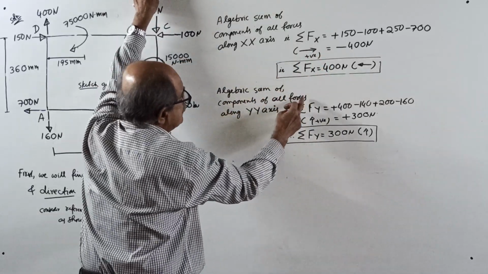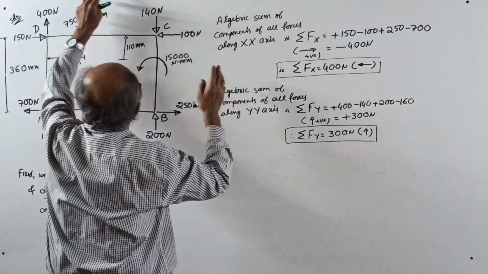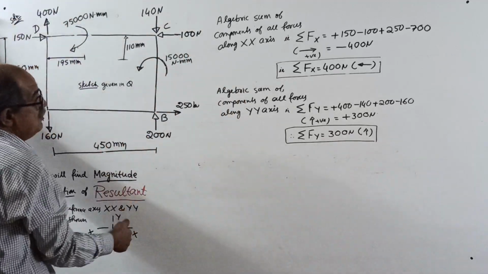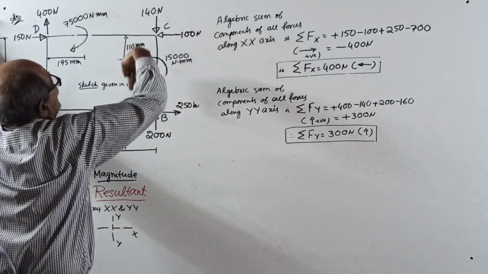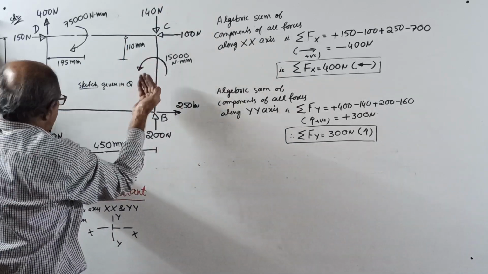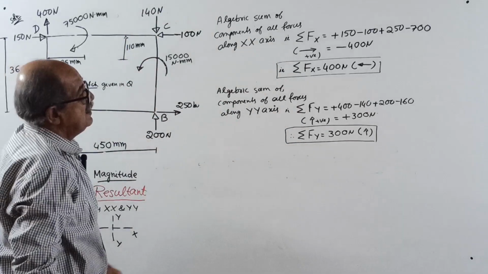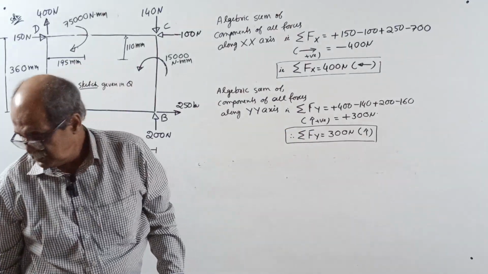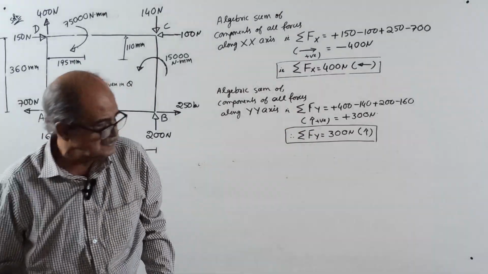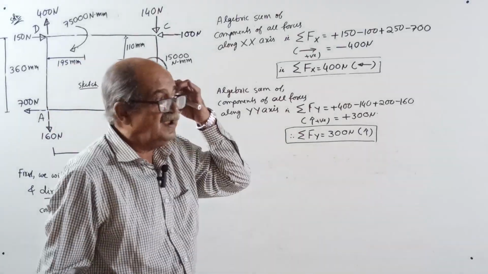Algebraic sum of components of all the forces along y-axis is sigma fy. I will take upward positive. Plus 400 minus 140 plus 200 minus 160 is plus 300. Anyway, I want to check the answer once, so that in case by chance it is wrong, later I can't correct it.